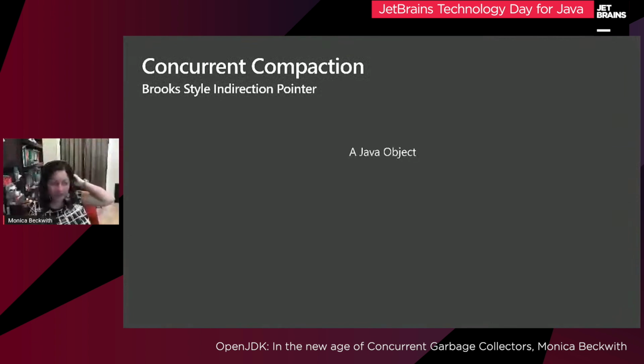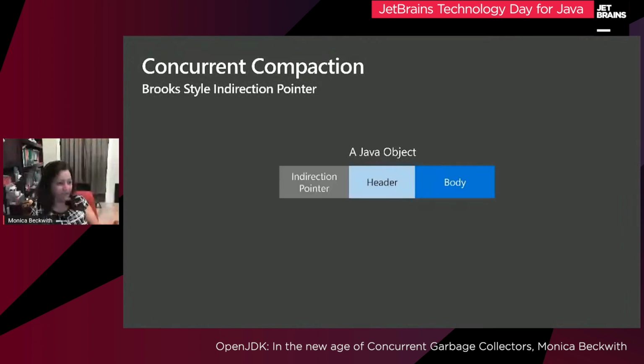For concurrent compaction, again, this has been superseded, but I wanted to talk about the Brooks-style indirection pointer because that's what the paper will talk about when you look at the Shenandoah paper. You have the same Java object with body and header, but with Shenandoah's Brooks-style indirection pointer, you have an additional pointer overhead to each Java object. When it's not in the from-to space kind of movement area, the indirection pointer just points to the object itself.